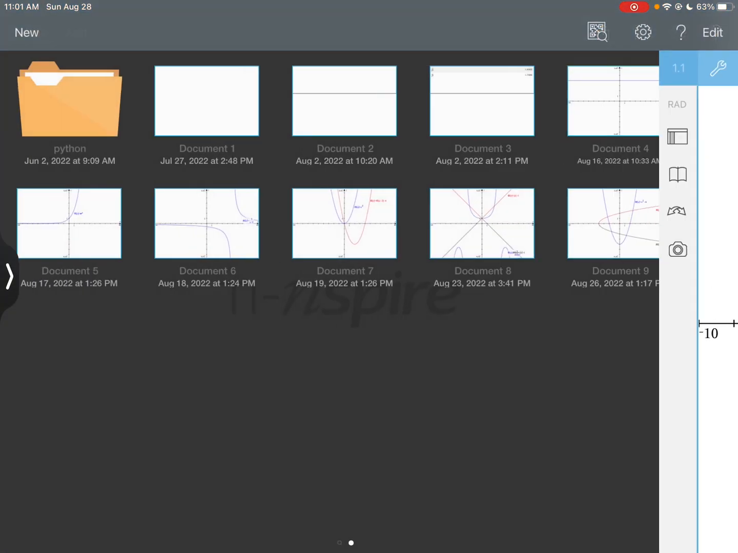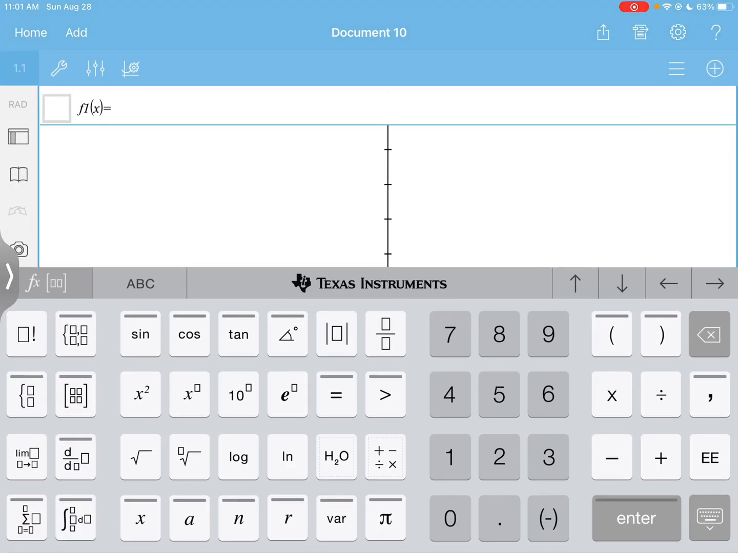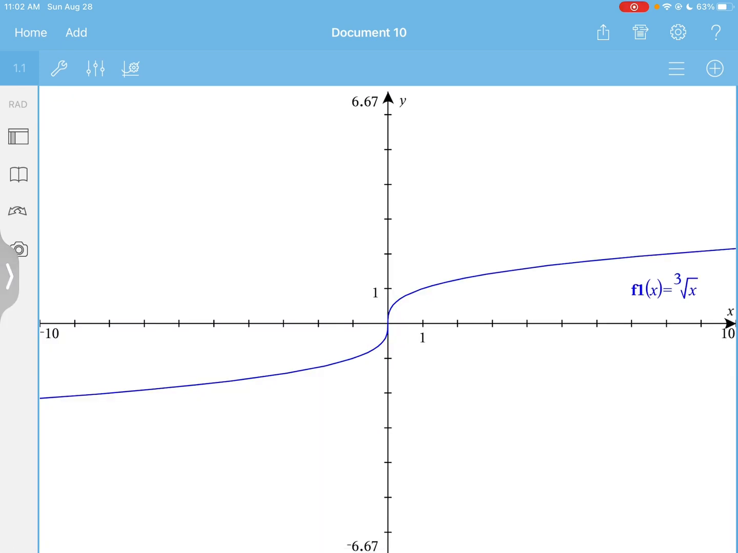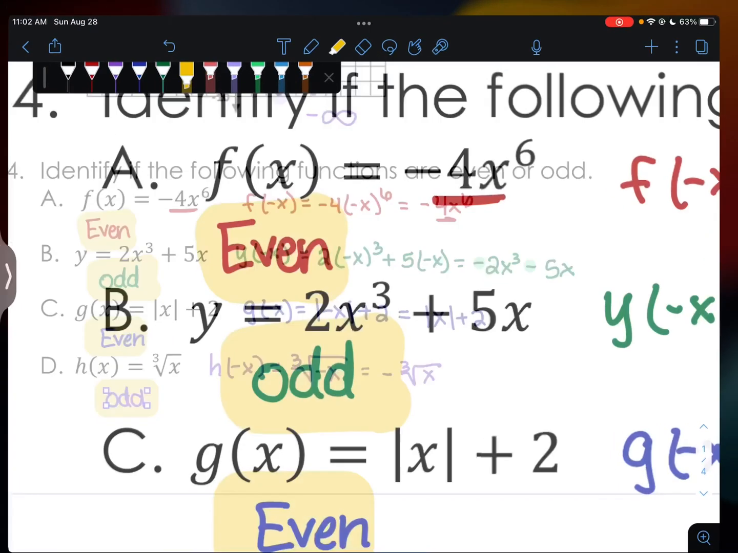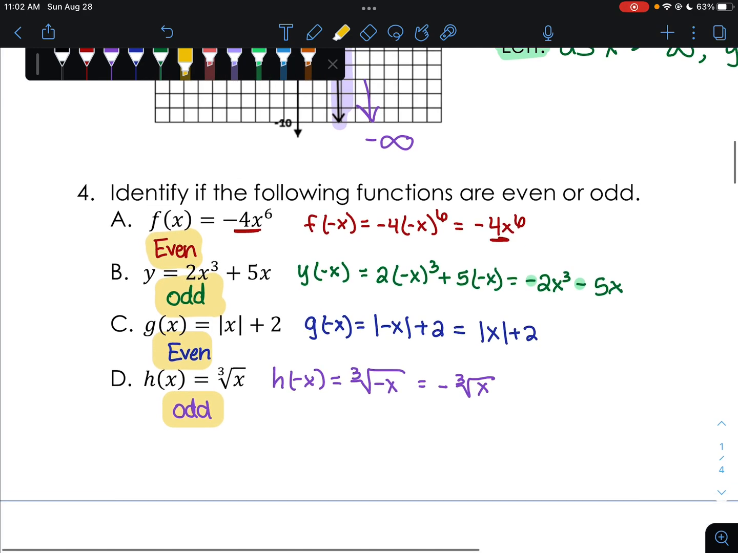And then lastly, I get my new graph, and I'm going to type in h, which was the cube root. So I'm going to use this cube root button. I'm going to type in 3 as the index number. I have x. I hit enter. If I look at it, everything in that first quadrant matches up with everything in that third quadrant, which means it's symmetrical about the origin. So this would be an odd function. So I hope visually that helped you out if you were struggling with evaluating it at negative x.